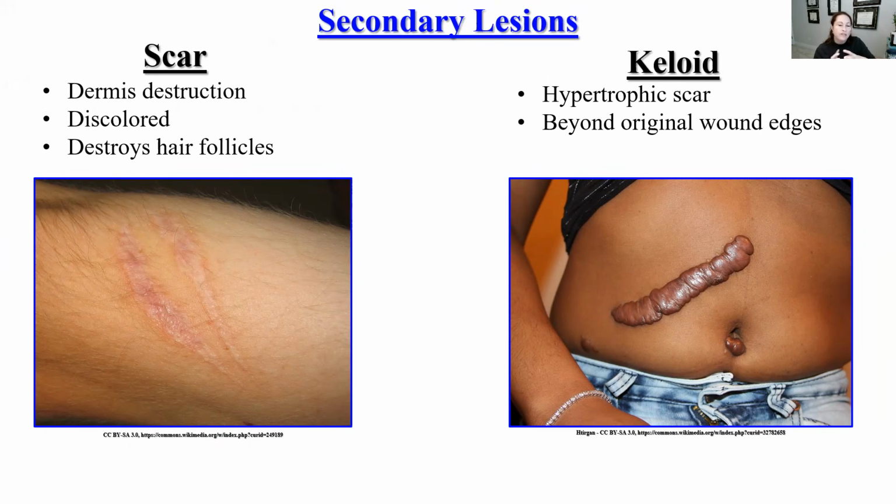The difference between the keloid and the scar is that the keloid grows beyond the original wound edges. You can see in this picture here, she had some kind of abdominal surgery, and she's developed this very hypertrophic scar that was beyond where the incision was for the surgery.